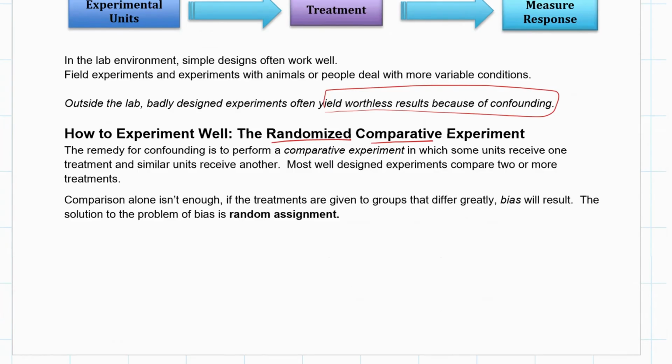Confounding is a comparative experiment in which some units receive one treatment and similar units receive another. Most well-designed experiments compare two or more treatments. Now, comparison isn't enough. We want these two groups to be as alike as possible with the exception of the treatment, and we do that by random assignment. Random assignment tries to use random chance to ensure that the two groups are as similar as possible.